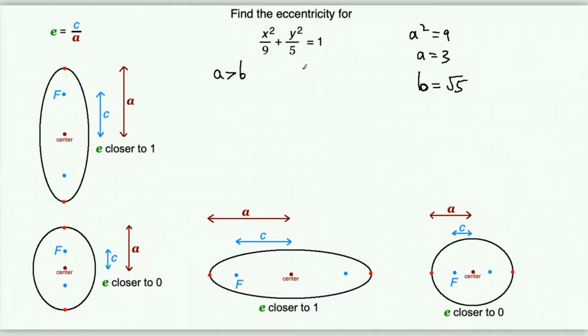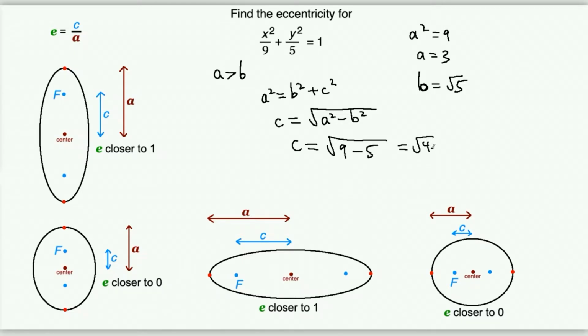Okay? And now using the equation a squared is equal to b squared plus c squared, we can find the c value because we know the a and b. So c is equal to the square root of a squared minus b squared, because to solve for c squared, you have to subtract b squared. So c is equal to the square root of 9, that's the a squared, and b squared is 5, so minus 5. That is the square root of 4, which is 2. So now we know the c value is 2, so that means the eccentricity is going to be 2 over 3.